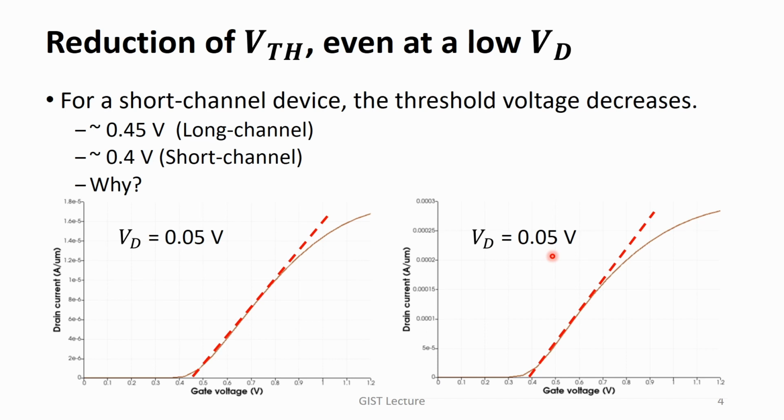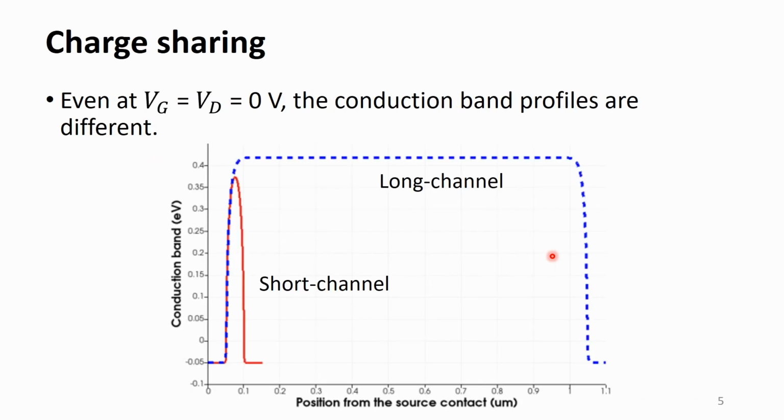How do we have such a reduction? It is because of the charge sharing effect. The channel charge is not solely determined by the gate. The source and drain terminals also contribute the charge.